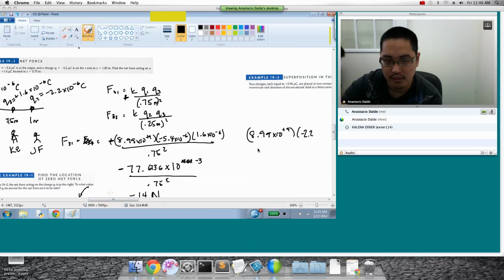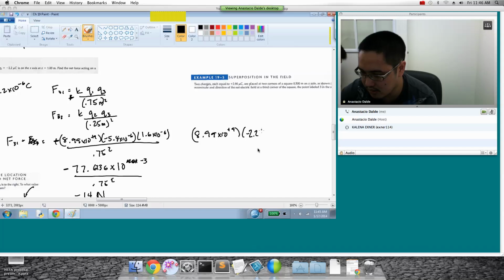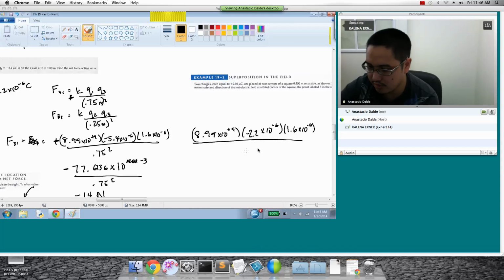Negative 2.2 times 10 to the negative 6, times what was Kalena's? 1.6? And that's 7.6. I'm just trying to write everything down. Oh, it's 7.6. Okay. And then this would be divided by 0.25 squared.